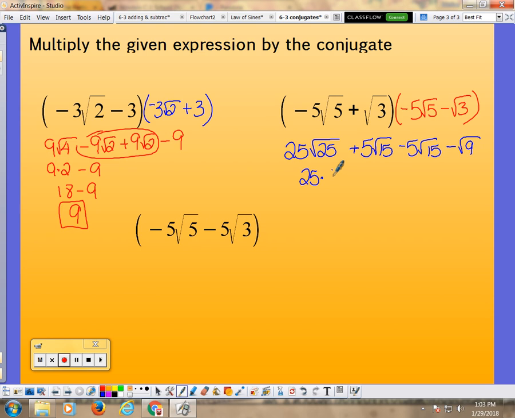25 times, well, the square root of 25 is 5. These guys once again drop out, and the square root of 9 is 3. So 125 minus 3 is 122 is my answer.